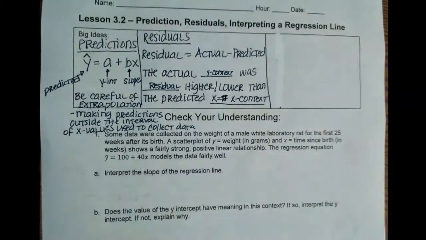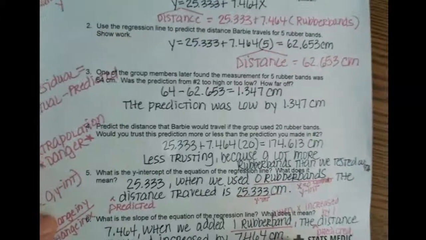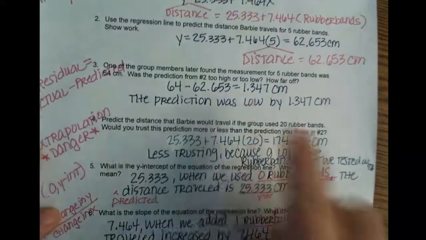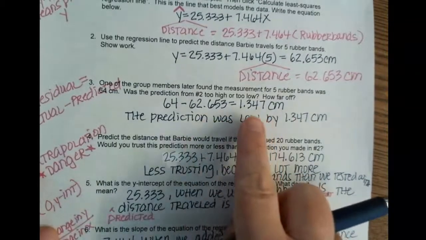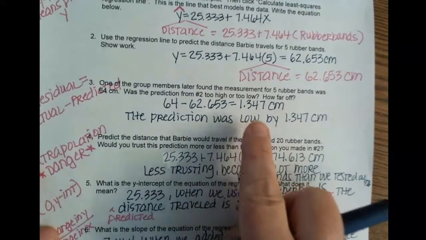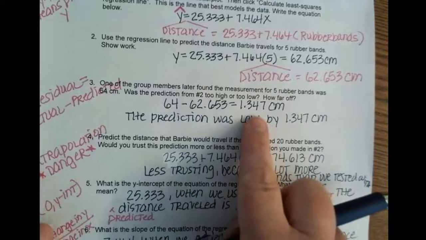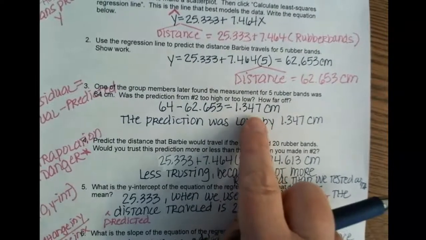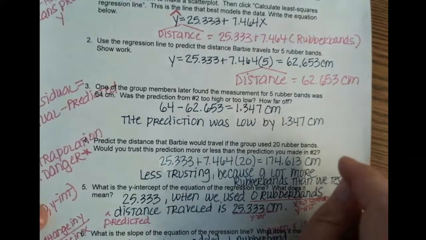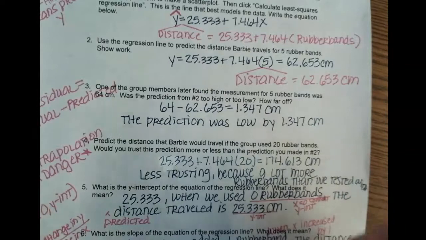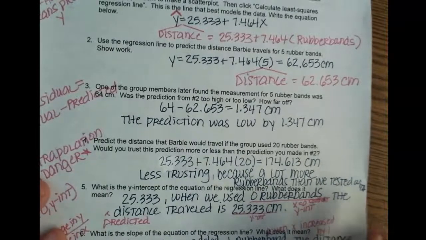So on the other side, I'm going to flip it back over, we had a residual here, and our actual distance traveled was lower by 1.347 centimeters than the predicted distance traveled for 5 rubber bands. That's kind of your context. It's giving you a framework to work in so you're sure you have all your information.